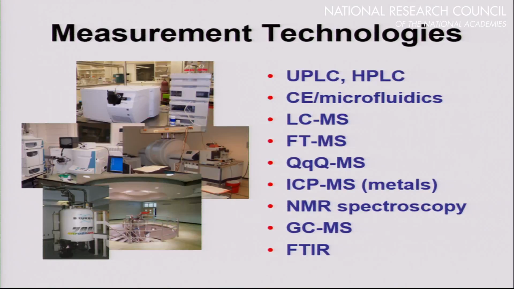As I mentioned, the technologies that we use in metabolomics are diverse. There's chromatographic methods: HPLC, UPLC, capillary electrophoresis, microfluidics. Mass spectrometry is used extensively, very high resolution mass spectrometers. We also use ICP-MS to measure metals. NMR is also a very powerful technique, especially to characterize unknowns or previously uncharacterized compounds. Gas chromatography is also widely used, and even infrared spectroscopy.